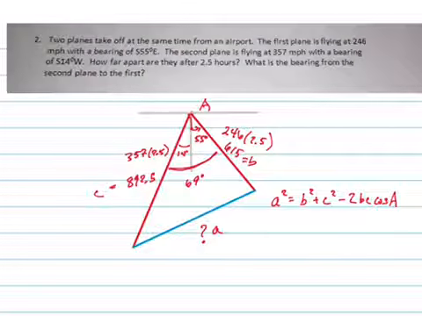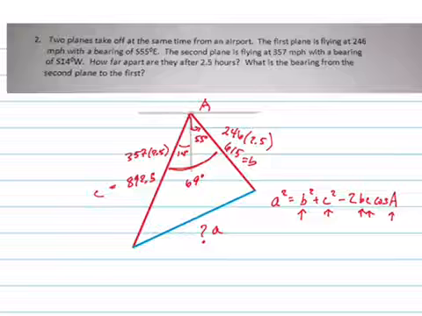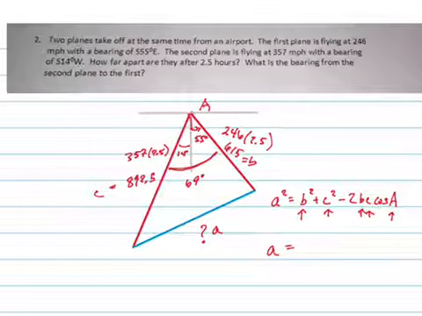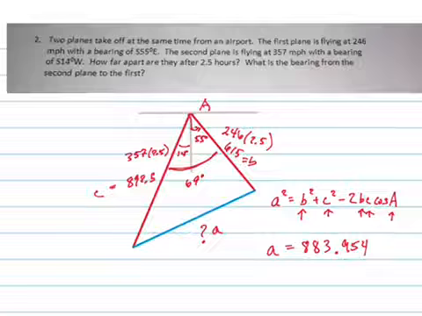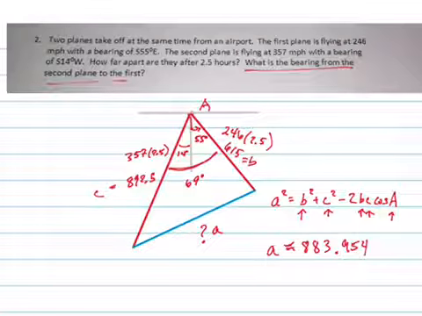So then plug all those values in. Plug in your b, your c, and your A, which is 69 degrees. Plug all those in, then take the square root of it, and you will get a equals 883.954 approximately.